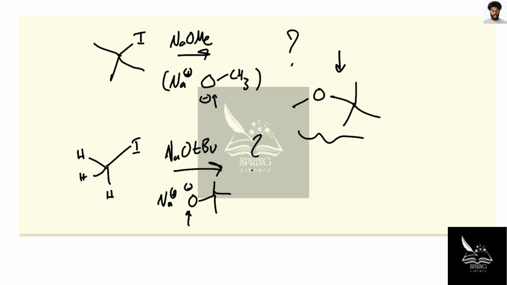That would be iodine leaving, and then we get our carbocation, and then oxygen attacks. Is that possible? Well, it's not out of the ordinary. I don't think it's impossible, but consider what would happen if we did go that route. We're thinking SN1, and we end up with this tertiary carbocation and sodium methoxide. That's a negative charge.